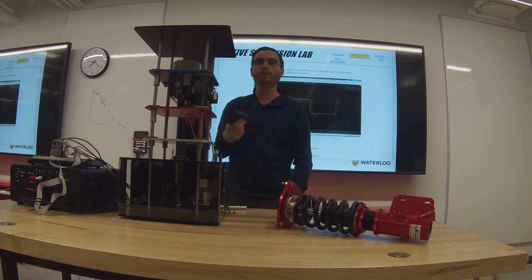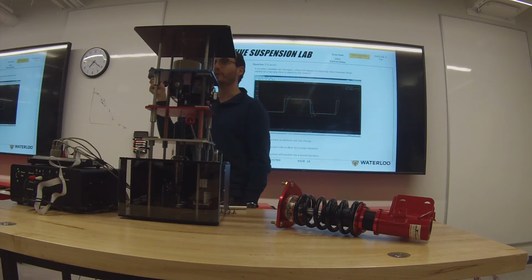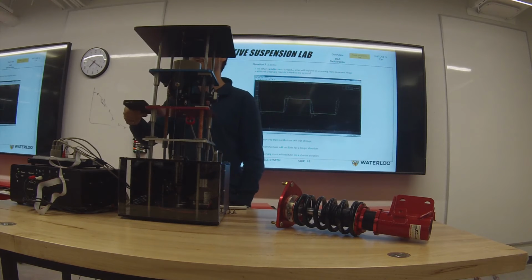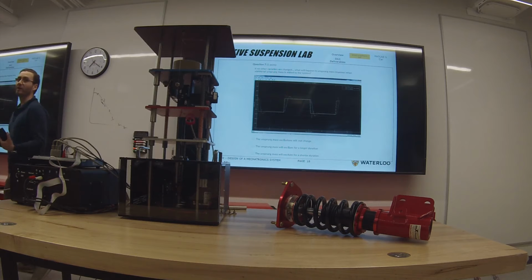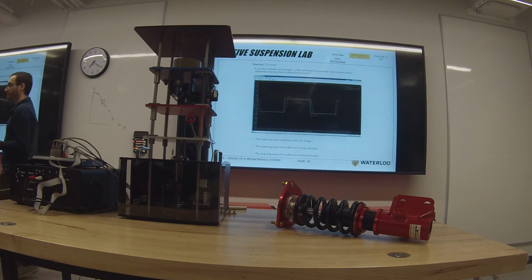I'll pause the machine, but think about it a little bit. We're adding inertia to the unsprung plate here now. So this is the effect of adding heavier tires and wheels to the system. Think about it, and then we're going to test it.